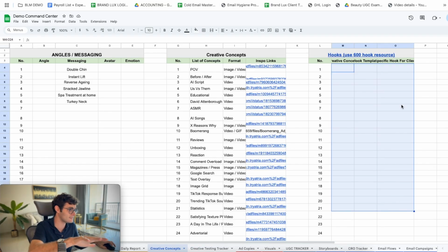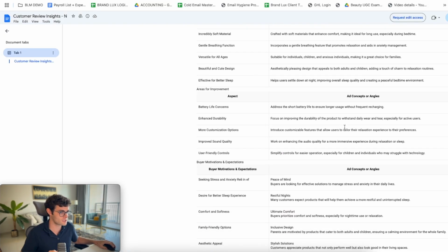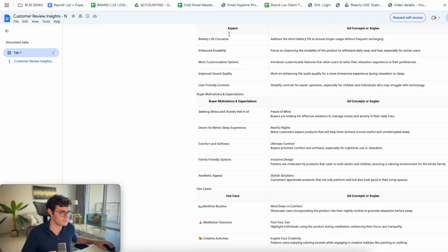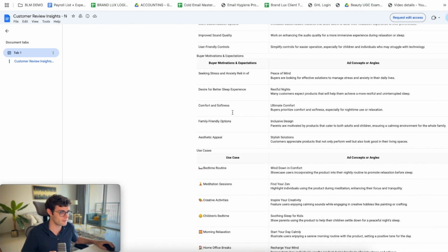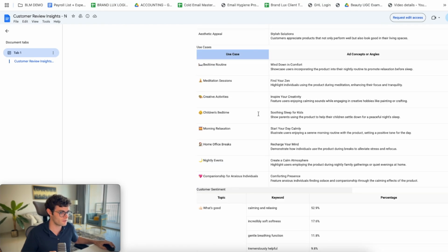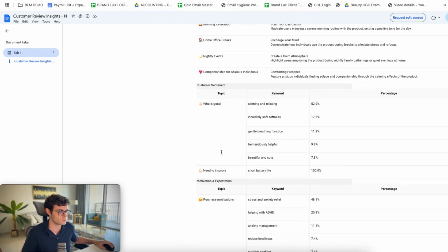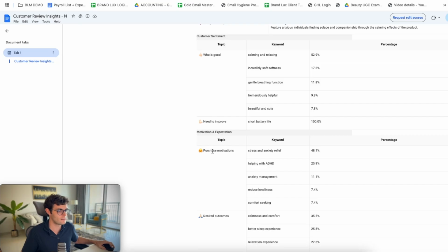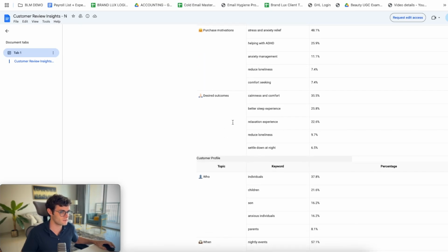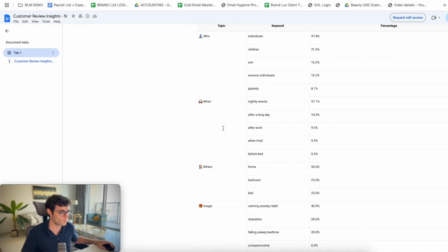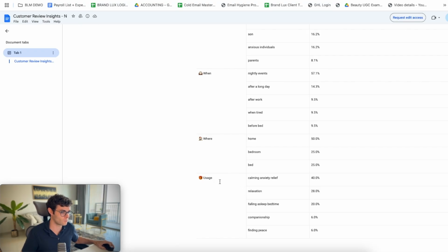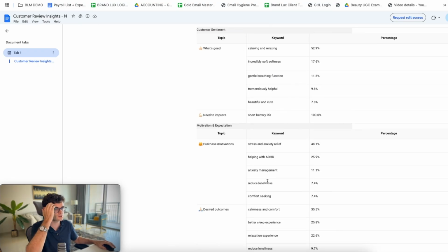But before we even get here, we actually do something called customer mining. We look at different aspects of the business: buyer motivations, use cases when they use the product, topics, what customers think is good, what they think needs to be improved, purchasing motivations, desired outcomes, who, when, where, and usage. All these things are super, super important.